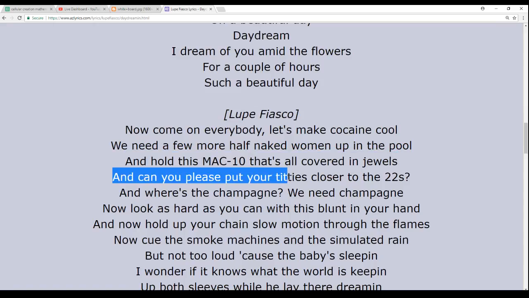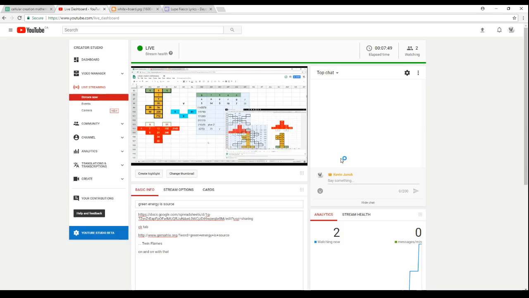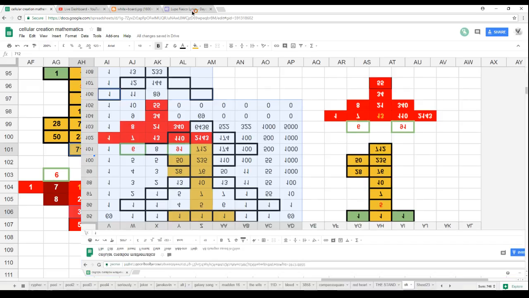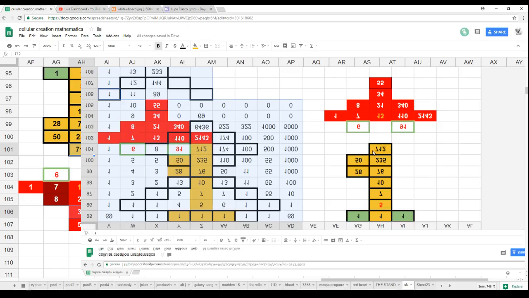Can you please put your titties closer to the 22s? Now remember that the other guy talked about the titties, meaning like the bubble for the G and the bubble for the D. Those are the titties. It's literally saying, where is it? Put your titties closer to the 22s. Now if you think of the 22 now is the tip, like the tip of the phallicness that's the 22 guy.